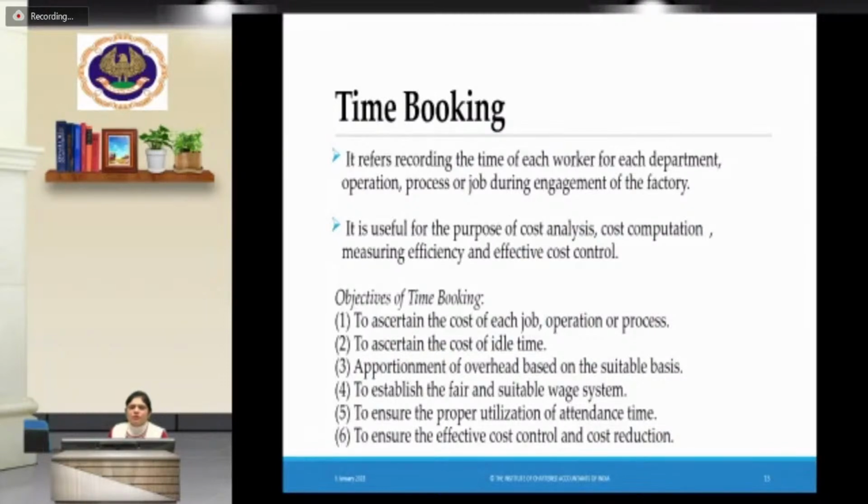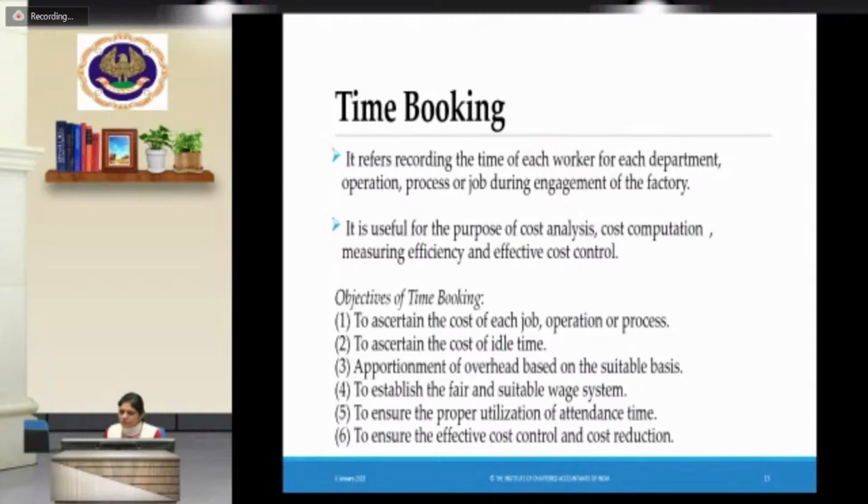It is useful for the purpose of cost analysis, cost computation, measuring efficiency, and cost control. So this is also very important. Let us say I have to be paid per hour, or I have to calculate the cost of a job. So the department has to measure how many hours a worker has spent on a particular job, and how many hours the job requires to complete its production. All right.